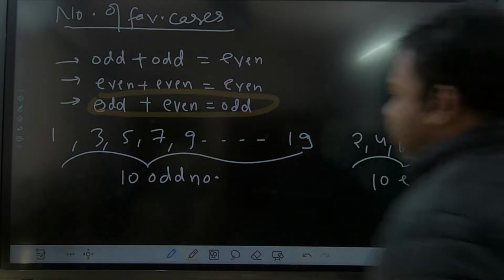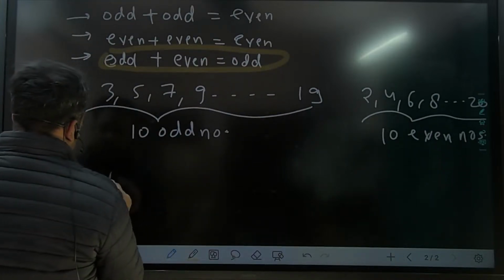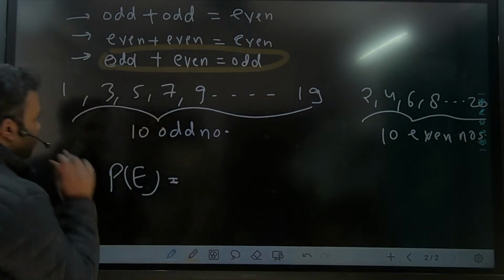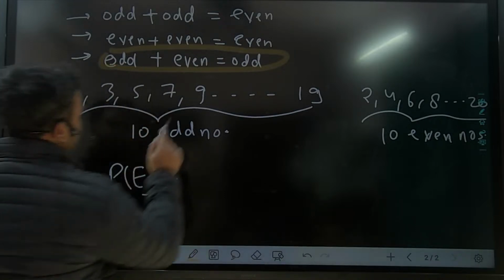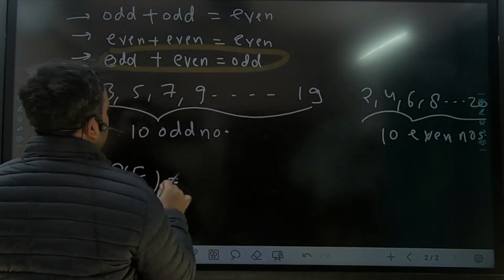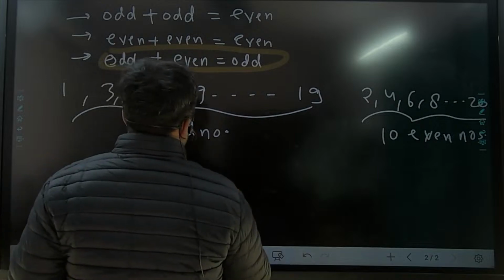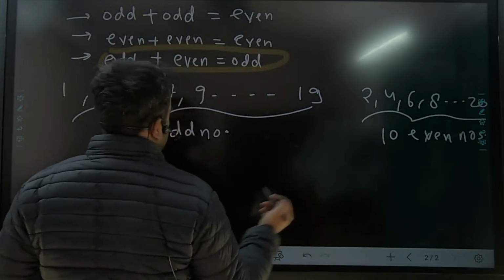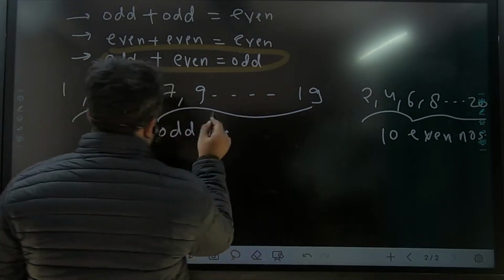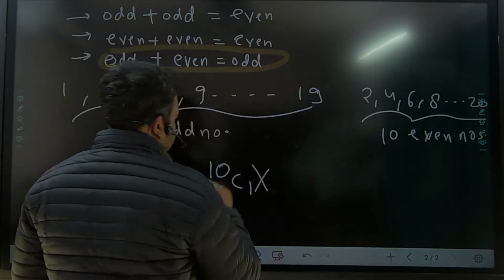Now we have to find the probability of the favorable event. The event, as discussed, is that the summation of two numbers has to be odd. So one number I have to take from here and one number from here. I don't have to take both numbers from the odd group or both from the even group. One from odd and one from even. If I do that, I will get the summation of two numbers as odd. So from 10 numbers I have to select one number. So 10C1, and my task is not done.